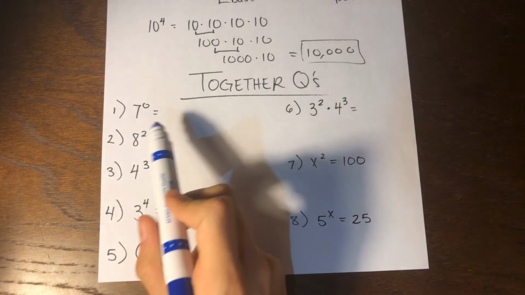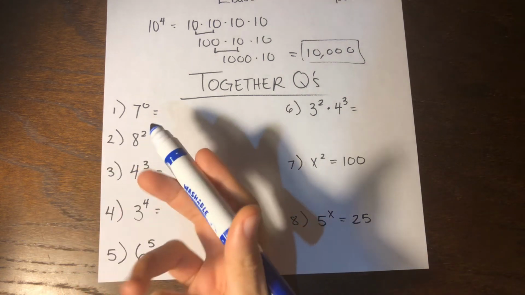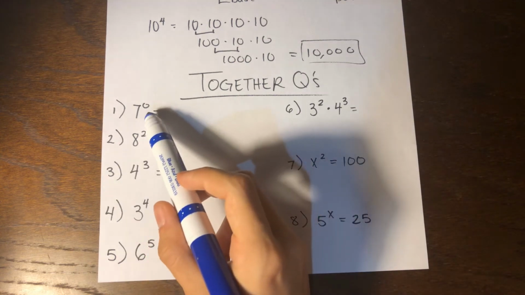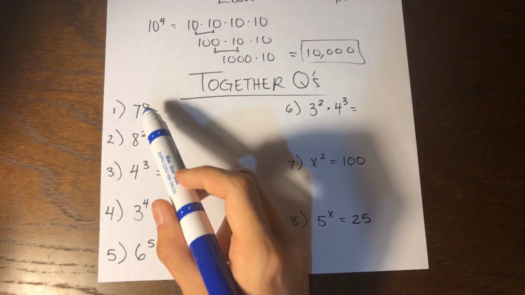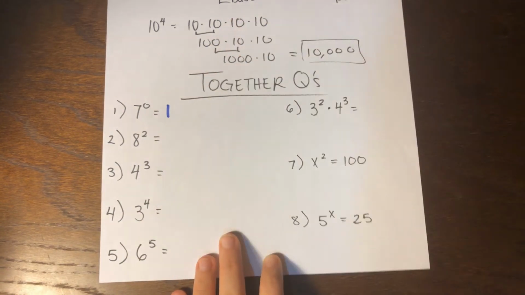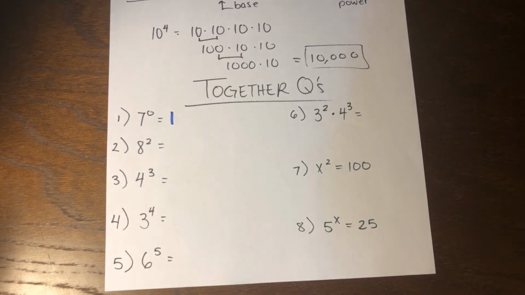We have 7 to the 0 power. Well, you might be thinking, well, 7 times 0 is 0. But this is not the case. Anytime you're dealing with exponents and the power right here is 0, your answer is always going to be 1. So anything to the power of 0 is 1.